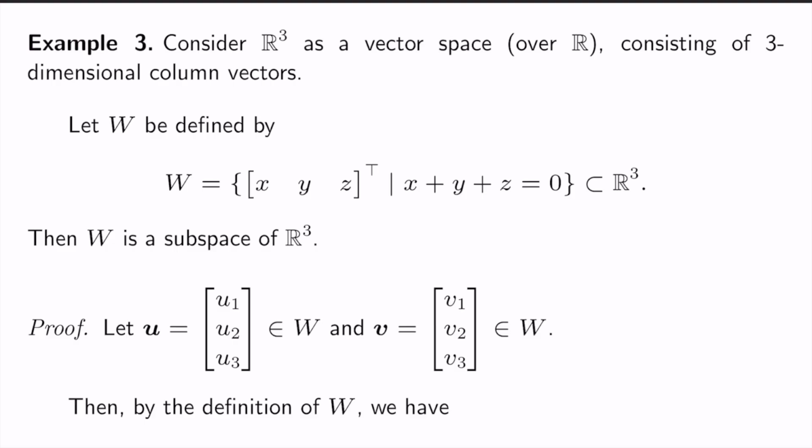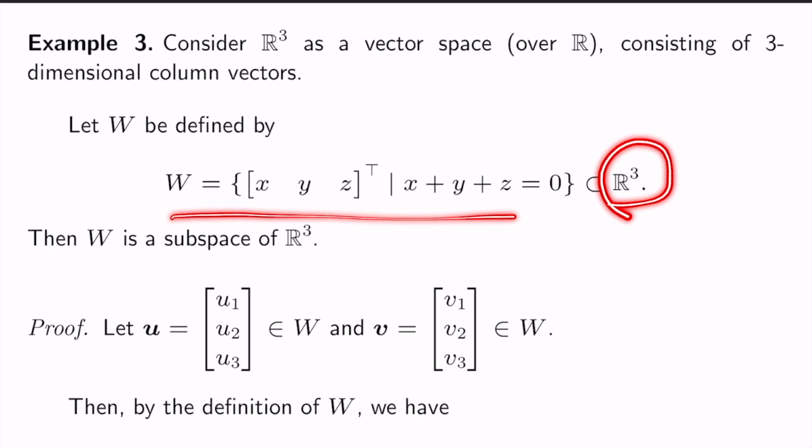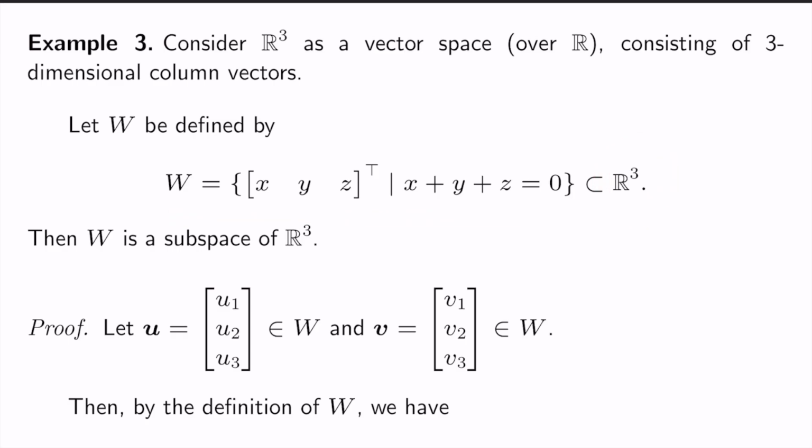Now let's turn to non-trivial examples of vector subspaces. Consider R3, so it's a three-dimensional space. It's a vector space of three-dimensional column vectors. Then let W be defined by this. So it is a set of column vectors which satisfies this condition: the sum of their elements x, y, z is equal to 0. So this is indeed a subset of this space. Then this W is a subspace.